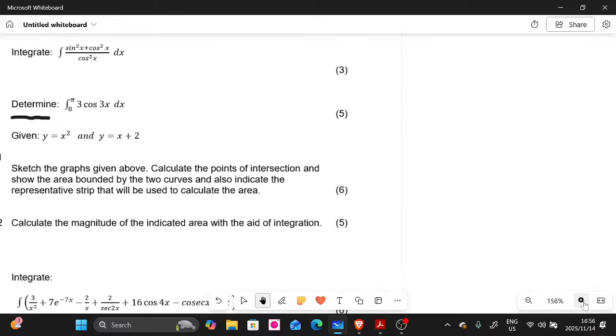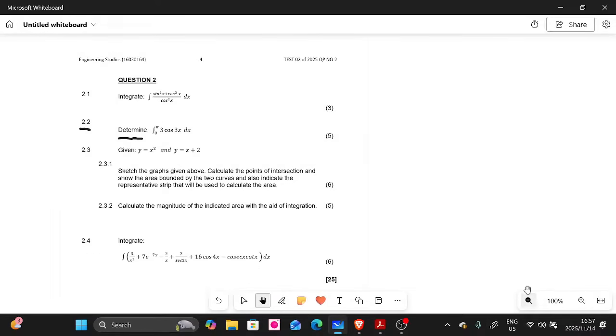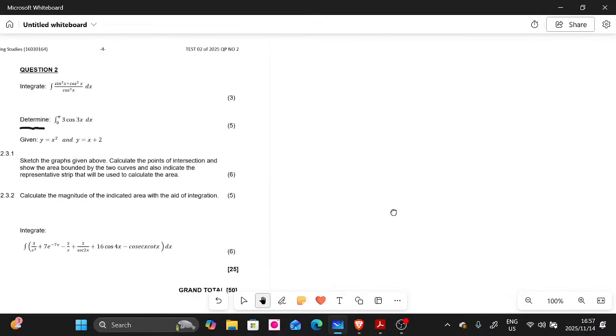You have sigma there with upper limit and lower limit, and the function there is 3 cos 3x dx. So these are limits because we have the upper limit and lower limit. So they say determine. Basically, they want you to calculate the limit of this expression here. So I'm going to zoom down here, write the question on the empty space there, and then we solve it.